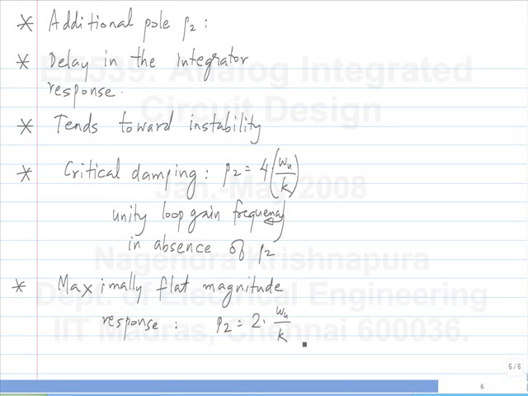Strictly speaking, instability means that there should be an output without an input, a sustained output without an input, which will happen only when the roots are on the j omega axis or in the right half plane. But when I say tends towards instability, it means that if you apply a step, it takes a long time to settle down. It will ring around the steady state value.